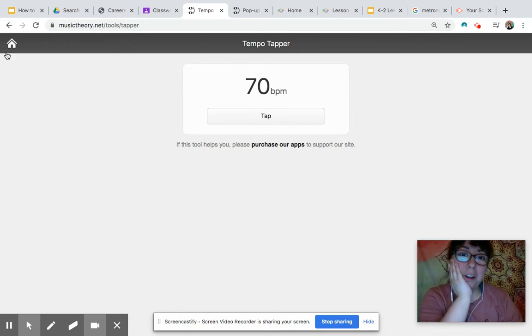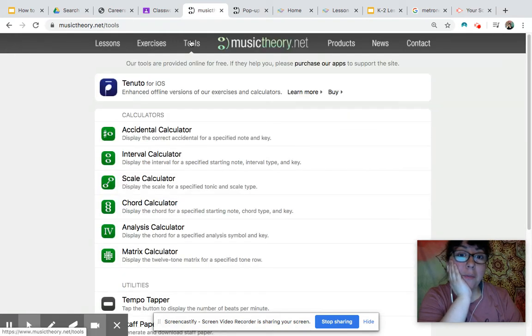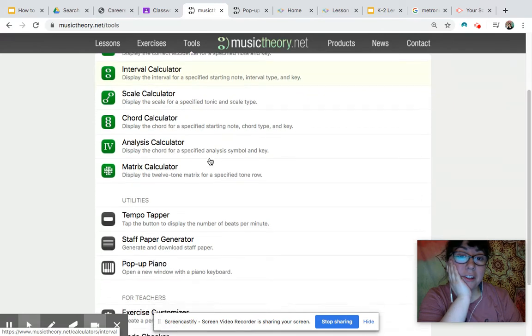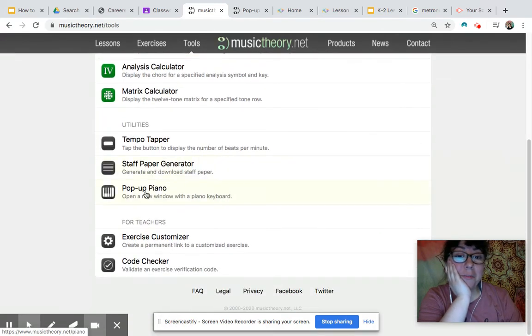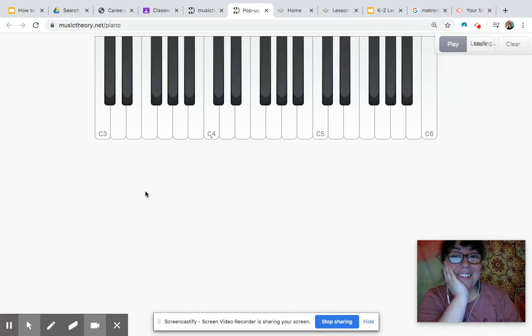Okay, I'm going to go back to the home. Let's see, I'm going to go back to tools. Oh, I'm already there, huh? Now I'm going to go to pop-up piano. Woo-hoo!